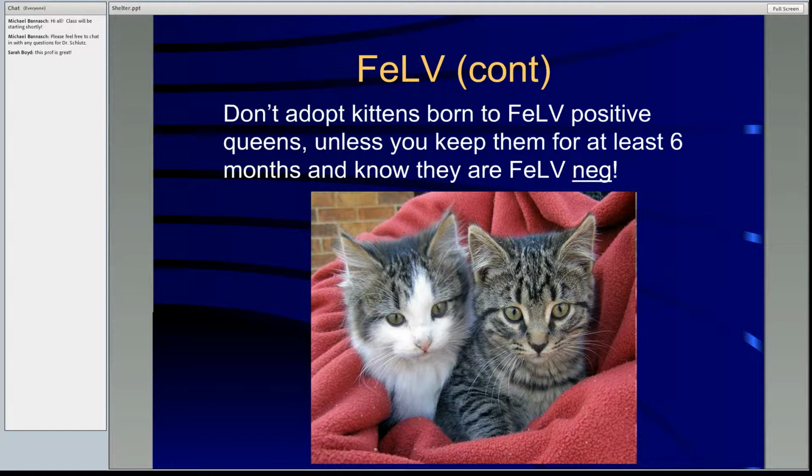So my recommendation is don't adopt kittens born to FeLV positive queens unless you keep them for at least 6 months and know they're FeLV negative. And I can assure you, if they're born to persistently viremic queens, there are not going to be very many of them that are negative. There's a good opportunity for transmission in utero, at birth, through the milk, and then by constant contact during that early period. Almost all of them will become persistently viremic because they're so young.